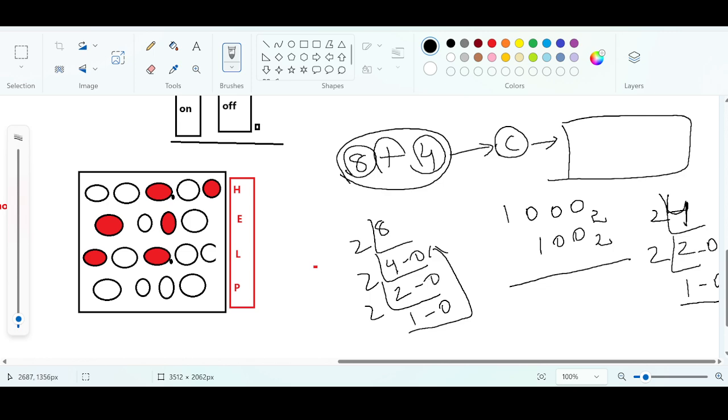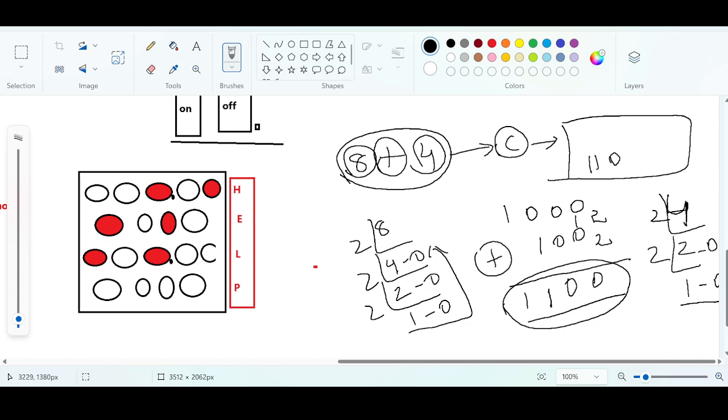And there is an addition operator, plus. Okay, and you do the addition. 0 plus 0 is 0, 0 plus 0 is 0, 0 plus 0 is 0, 0 plus 1 is 1, and 1 with nothing is also 1. You get this as an output in the form of binary. So the machine will have this number 1 1 0 0.